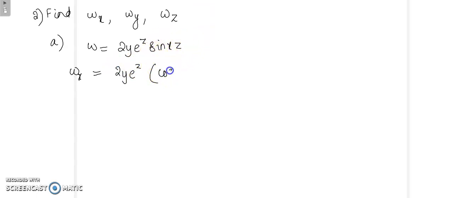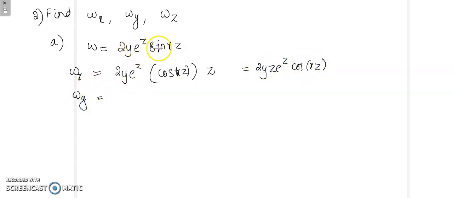So take the derivative, that will be cos xz. Take the derivative of this xz: the derivative with respect to x gives z. So that will be 2yz e raised to z cos xz. Now again, for wy, when we take it, x and z are constants. So 2 e raised to z sin xz is all constant. For the rest, the derivative of y is 1. So this will be the required value.